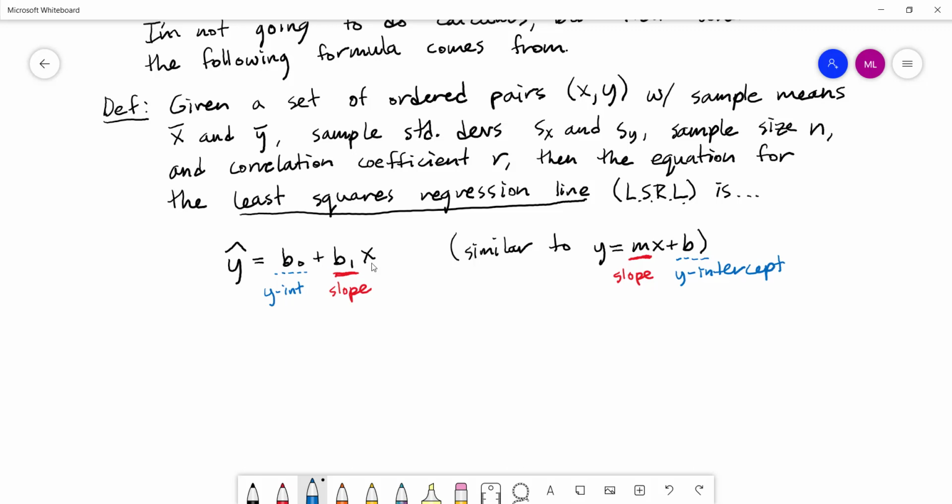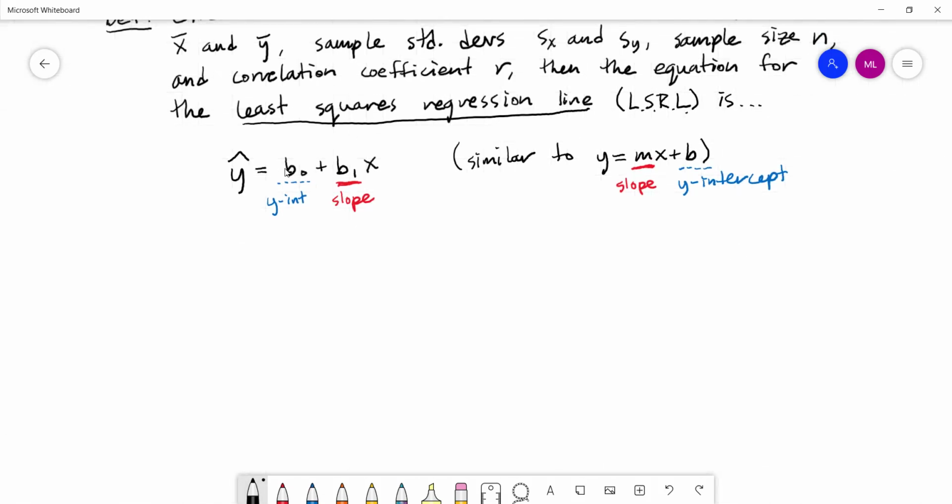So we changed the name of the letters and we switched the order that they show up in. We did b0 plus b1x instead of mx plus b. The term with the x came second instead of first. But addition is commutative. The order doesn't matter, right? 1 plus 2 is the same as 2 plus 1. I can switch the order of the term that's a constant and the term that's multiplying x, and it won't make any difference. So just keep that in mind. So here's the formula for it.